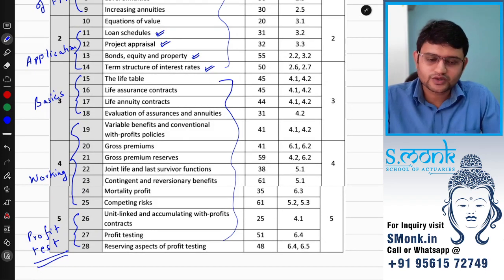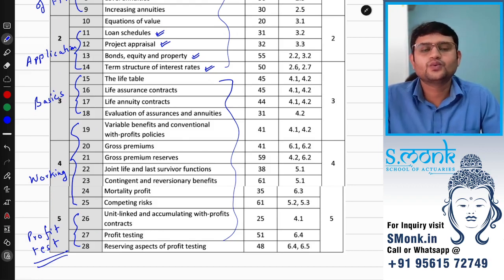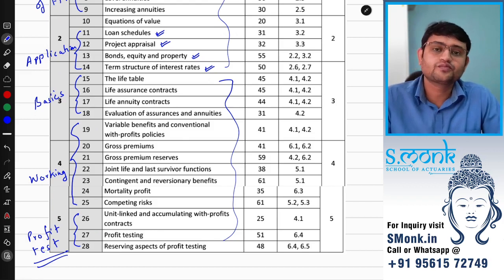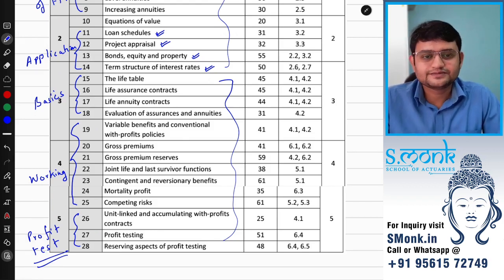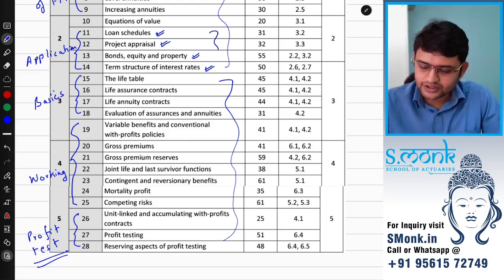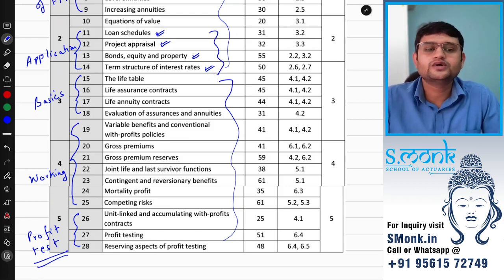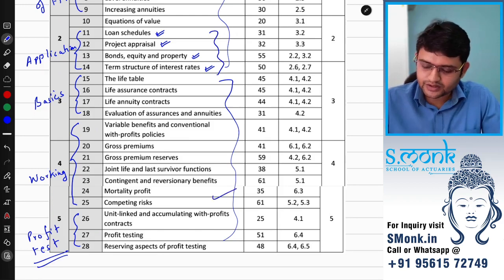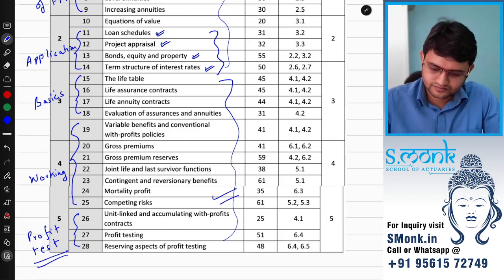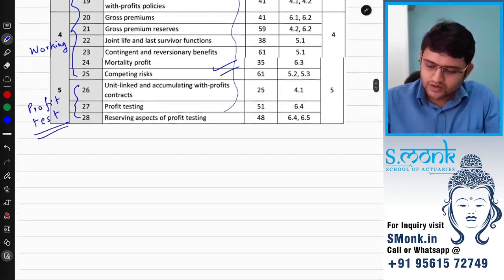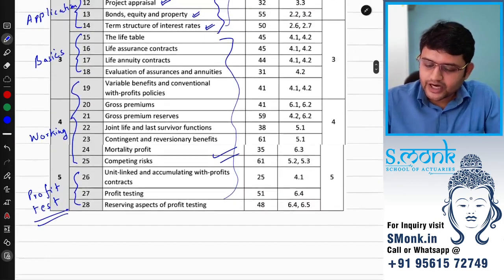So throughout this course, you will understand how we determine or how we value a financial asset. That is all here. And how does a life insurance company work and calculate its profits? That is going to be here. Today we are going to start with chapter 4.